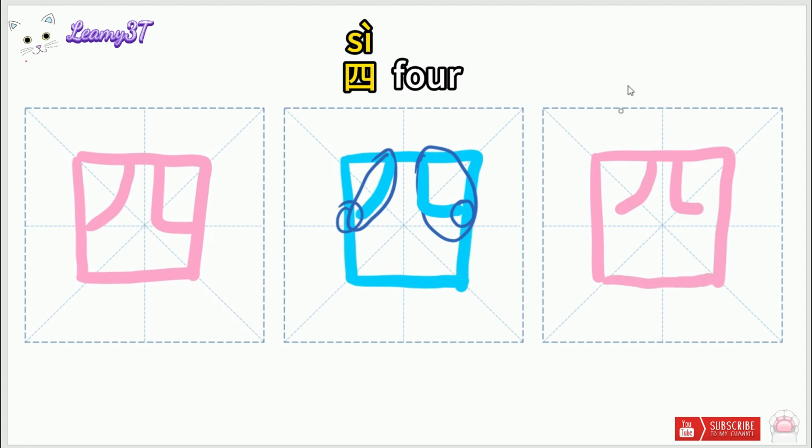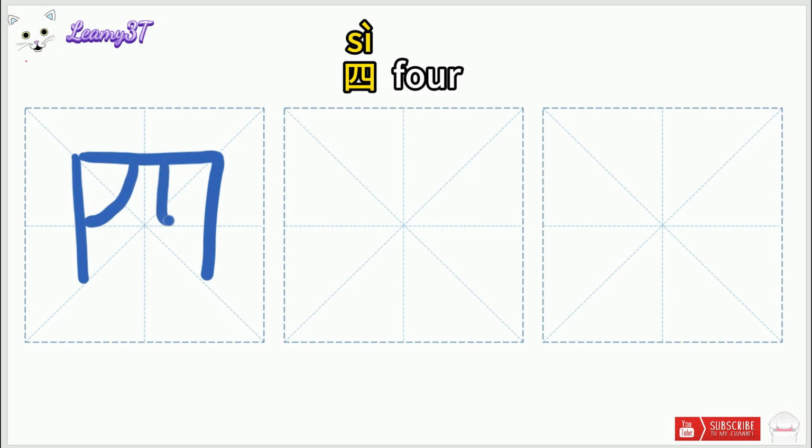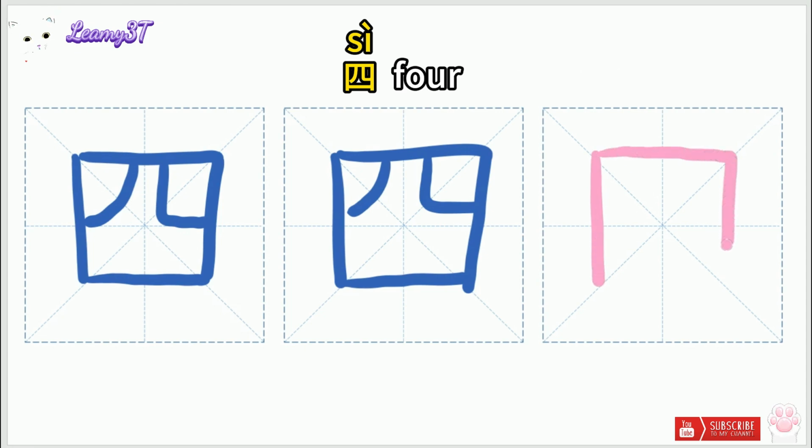So now let's write together. Please speak out the stroke. 竖, héngzhé, 撇, shùwān, 横. One more time. 竖, héngzhé, 撇, shùwān, heng. The whole character's balance is very important. This character is 四. It means number 4.